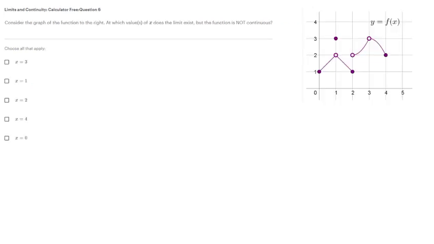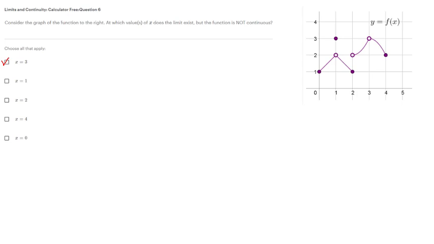All right, this one has multiple answers. Consider the graph of the function to the right. At which values of x does the limit exist, but the function is not continuous? So let's go through each one individually. X equals 3. There's a hole here, meaning the function is not continuous. However, there's no jump or asymptote, meaning the limit does in fact exist here. So x equals 3 is correct.